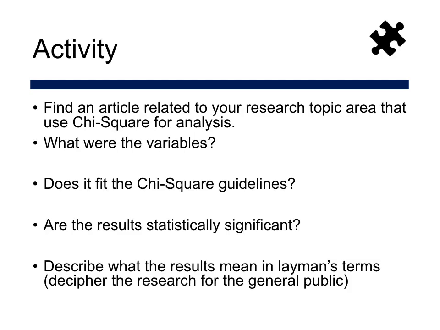So this is where I'm going to end the presentation. So for your last activity, find an article related to your research topic area that uses chi-square for analysis. What are the variables that they're using? Does it fit the chi-square guidelines? Are the results statistically significant? Describe what the results mean in layman's terms. So again, it's all about deciphering the research for the general public. What are they saying?